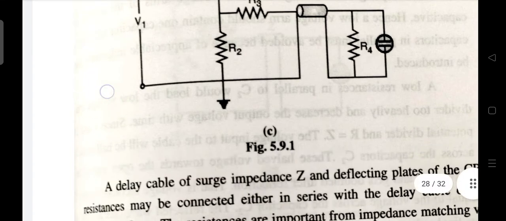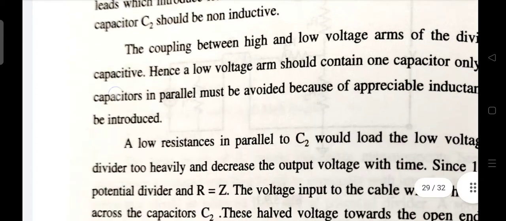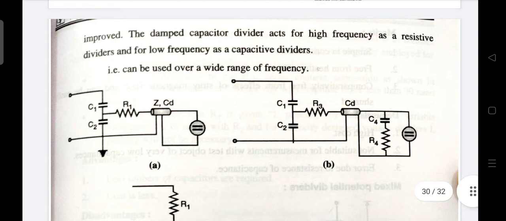So now let's see the other one, the capacitance potential divider. Capacitance potential dividers are ideal for measurements of fast rising voltages and pulses. Capacitance reactance is independent of frequency if their leakage resistance is high enough to be neglected.